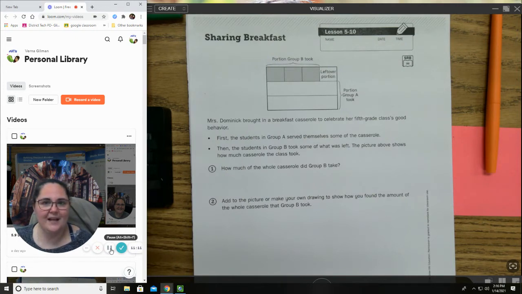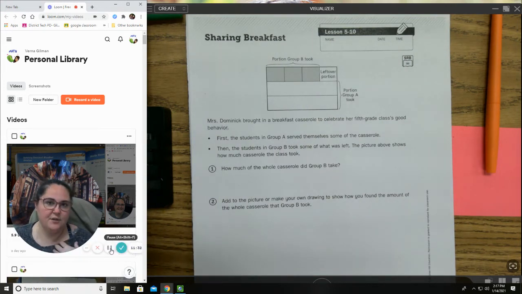I want you to take a minute and see if you can figure it out. Draw this out on a piece of paper if you need to. It is attached to the lesson, so you can use that attachment if you also need to. So take a minute, try to figure it out, and tell me how much of the entire casserole did Group B have?